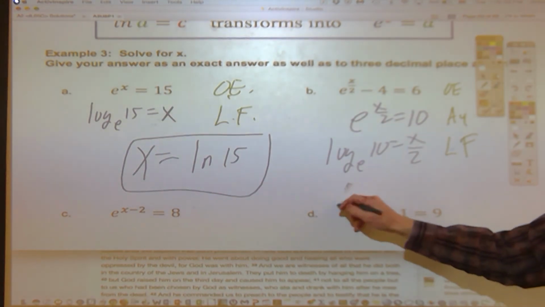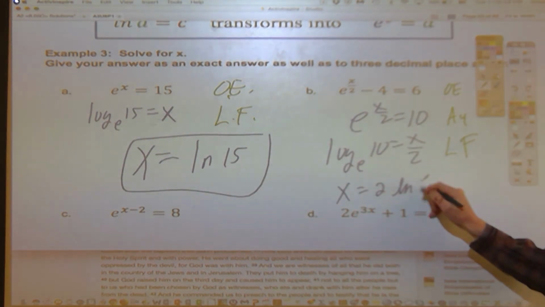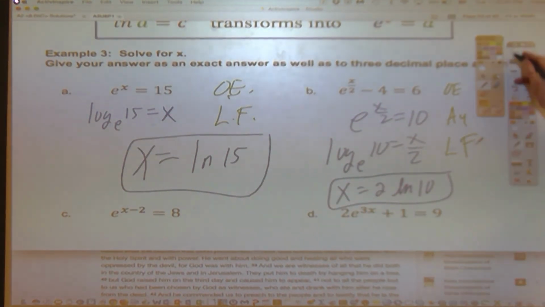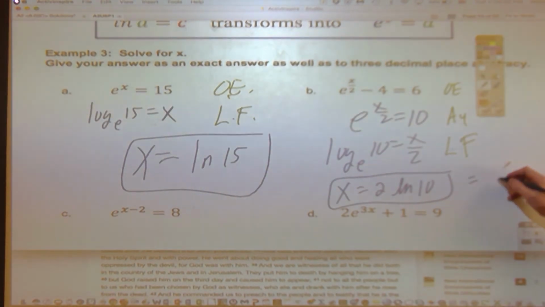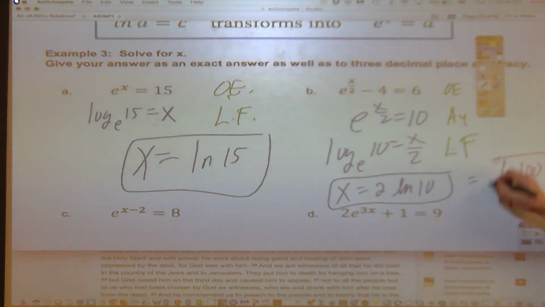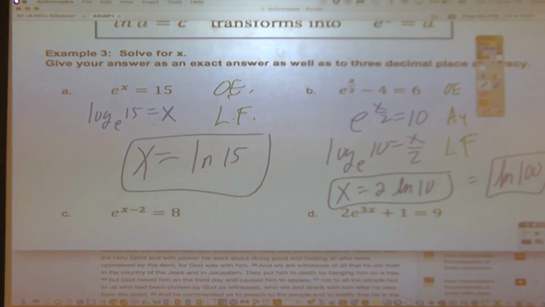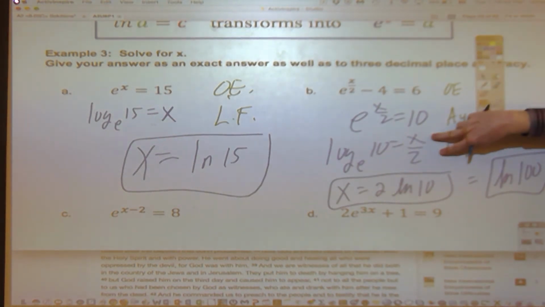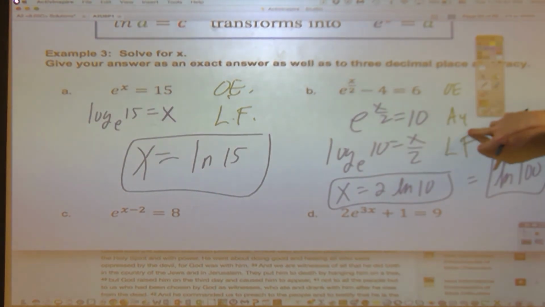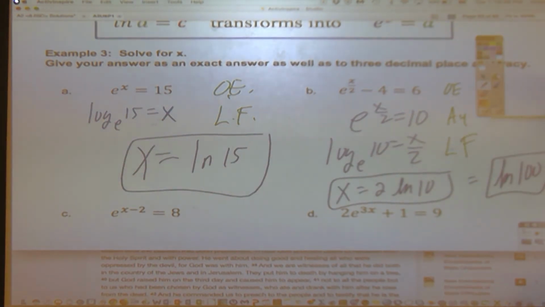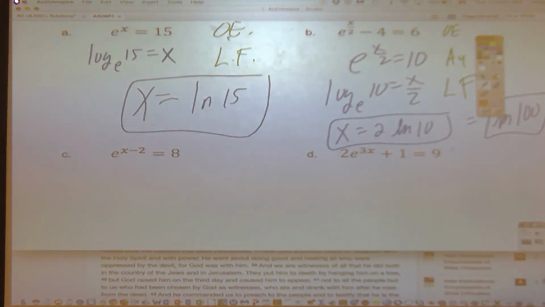When you multiply by 2, you get 2 natural log 10, which, by the way, can also be written as natural log 100, because 2 is a hat that can go on top of 10 to turn it into 100. Notice how I got 2 natural log 10? I just did an M2. M2 gives you 2 natural log 10.